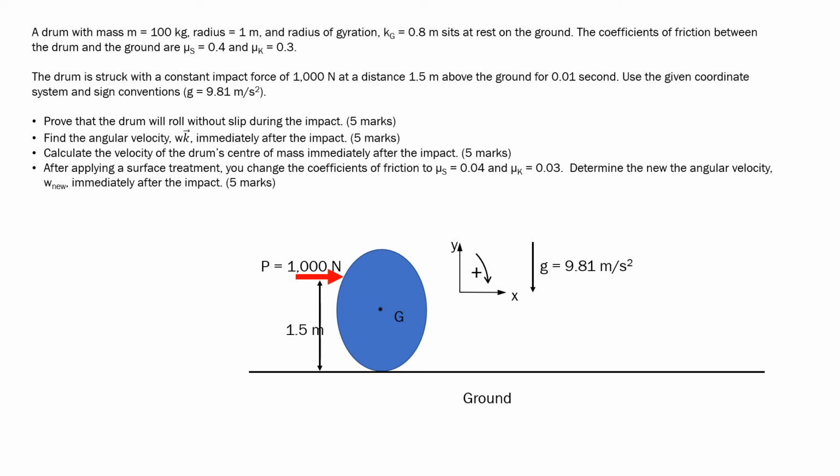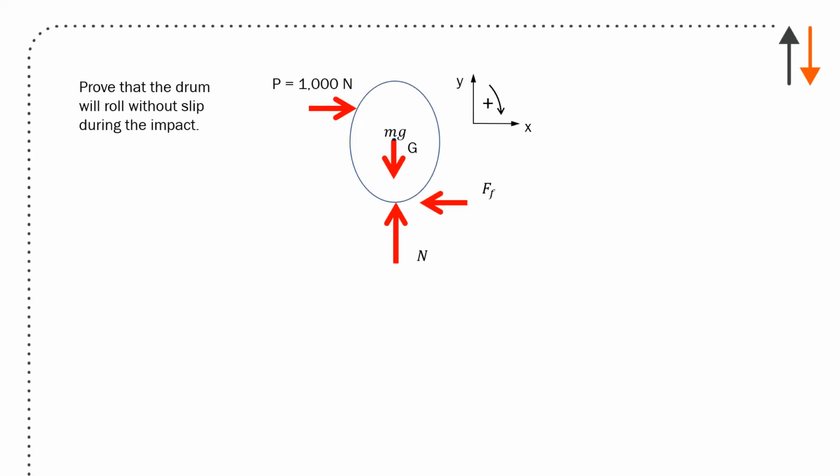Prove the drum will roll without slip during the impact. Find the angular velocity, omega k, after impact. Calculate the velocity of the center of mass immediately after impact. After applying a surface treatment, you change the coefficient of friction to mu sub s 0.04 and mu sub k 0.03, so you dropped it by about 10 times. Determine the new angular velocity immediately after impact.